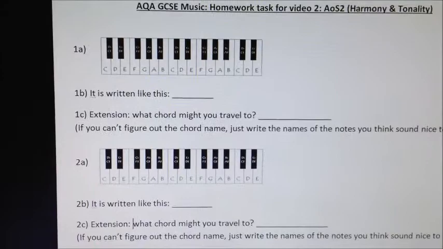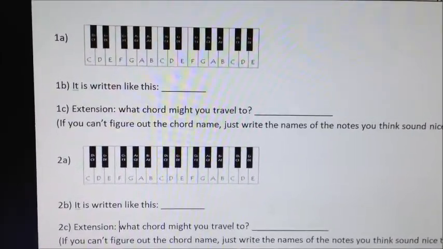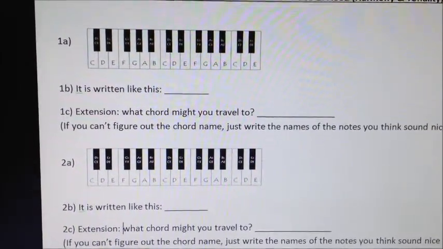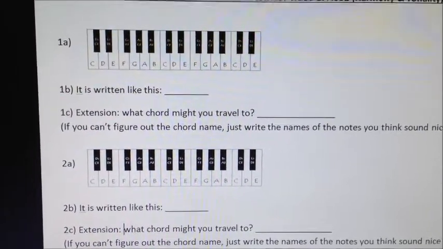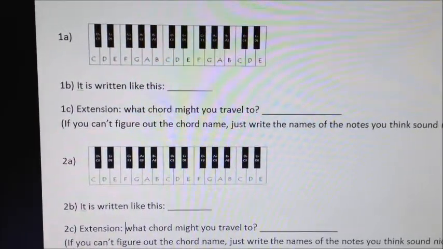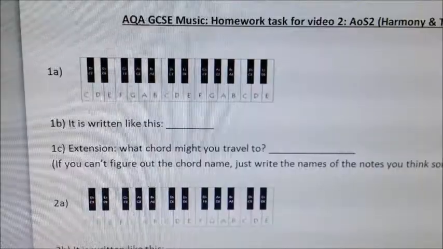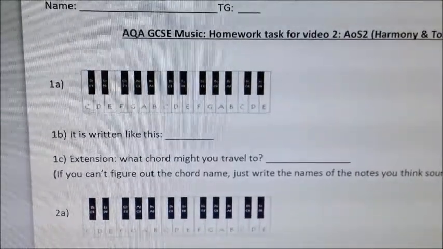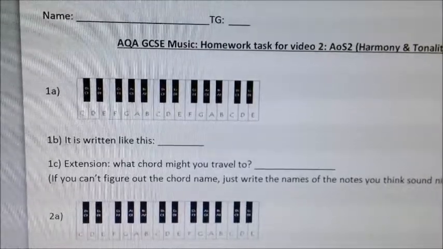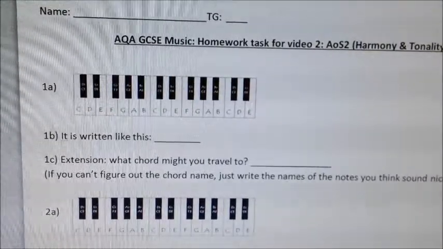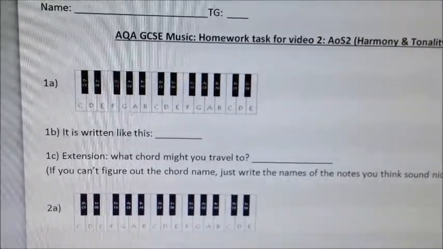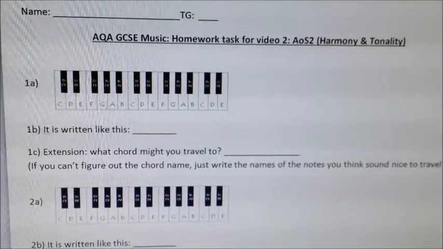1B, it is written like this, then give yourself a line to write the answer. And 1C, which you should do as an extension if you have a piano at home or a keyboard, what chord might you travel to? In other words, you're working out what the second chord would be after playing a certain seventh chord. Just to let you know, there are 15 questions in total, so 1A, 1B, 1C, 2A, 2B, 2C, 3A, 3B, 3C, etc., all the way up to 15.